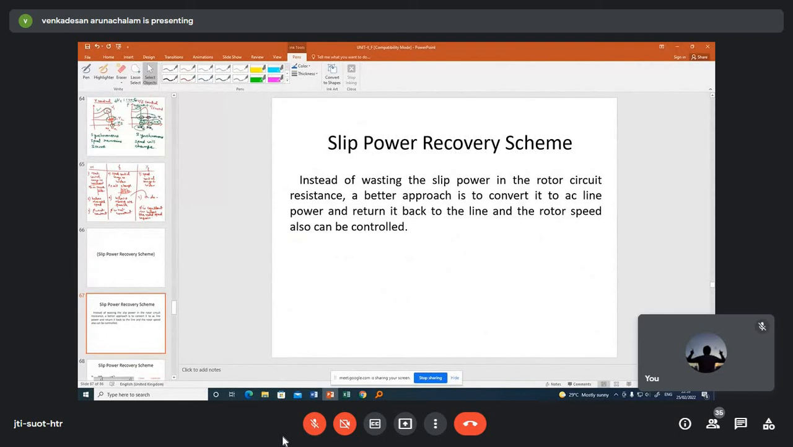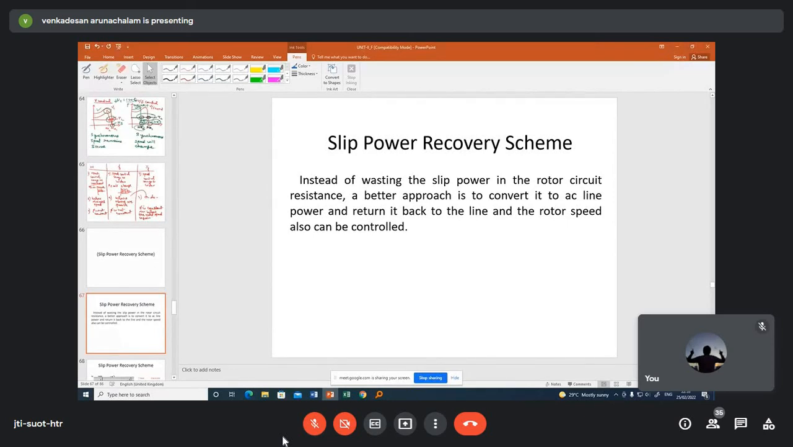So see here, instead of wasting the slip power, whatever the power which is available in the rotor, that is called as slip power. A better approach is to convert it into AC line power and return it back to the line, and rotor speed also can be controlled. See, the rotor resistance is varied, and the power which is wasted in the rotor can be utilized. Again, it can be fed back to the transmission line. This can be done using a power electronics converter.